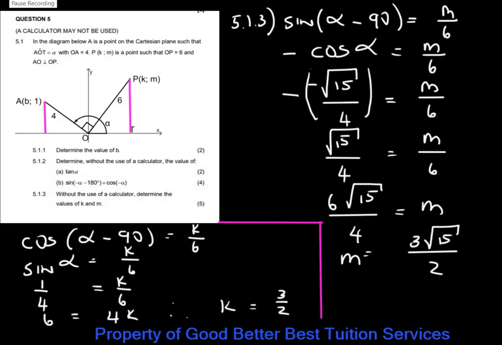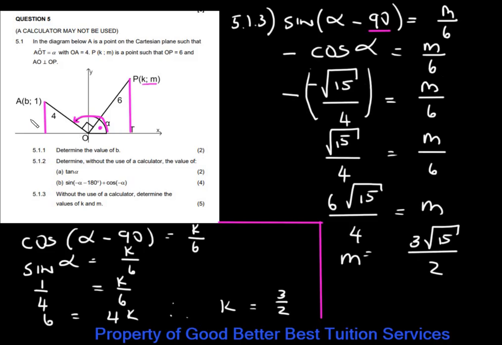5.1.3 says, without the use of a calculator, determine the values of k and m. So now we are looking at these values. If we look at this angle, if we take that entire angle and subtract 90, we are left with this angle here. So we are going to say sine of alpha minus 90 is equal to m over 6. But you know that that's co-function. Whenever we see sine with 90 plus or minus, it's going to become cos. So that simplifies to negative cos alpha is equal to m over 6.